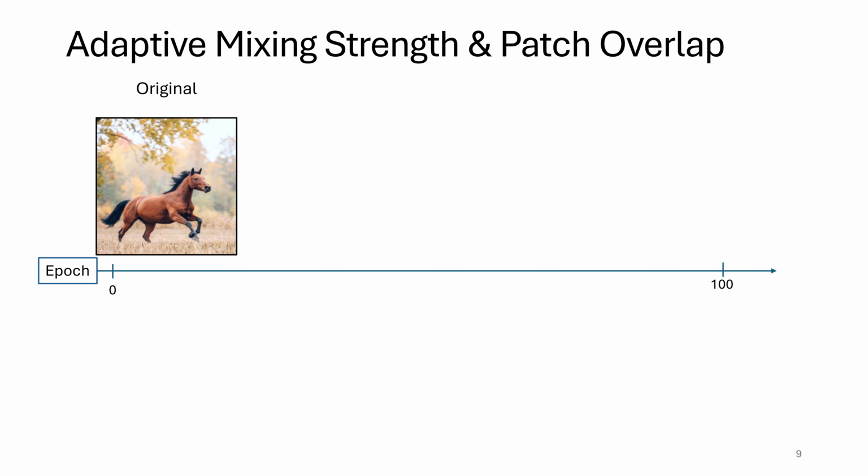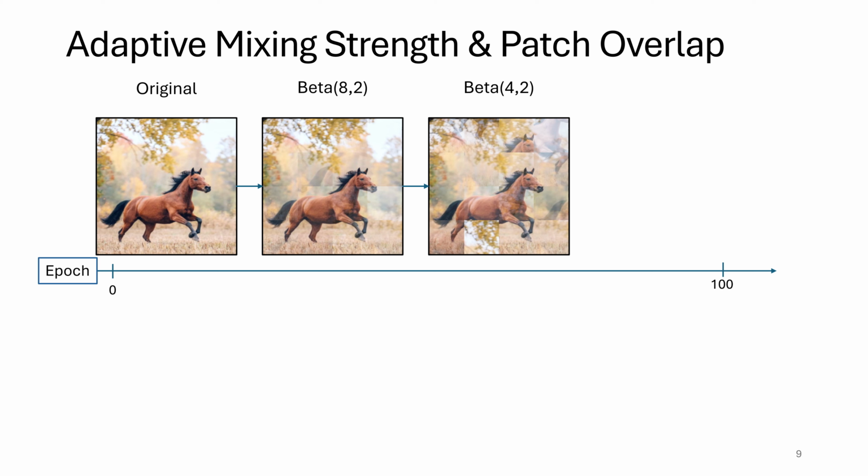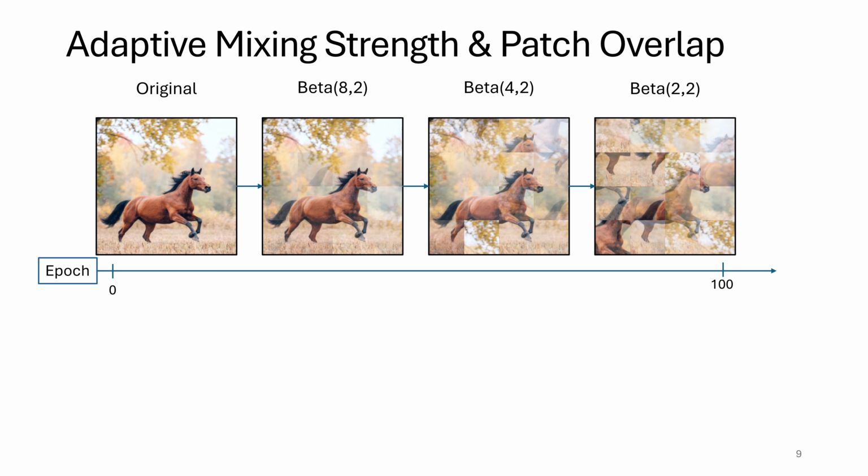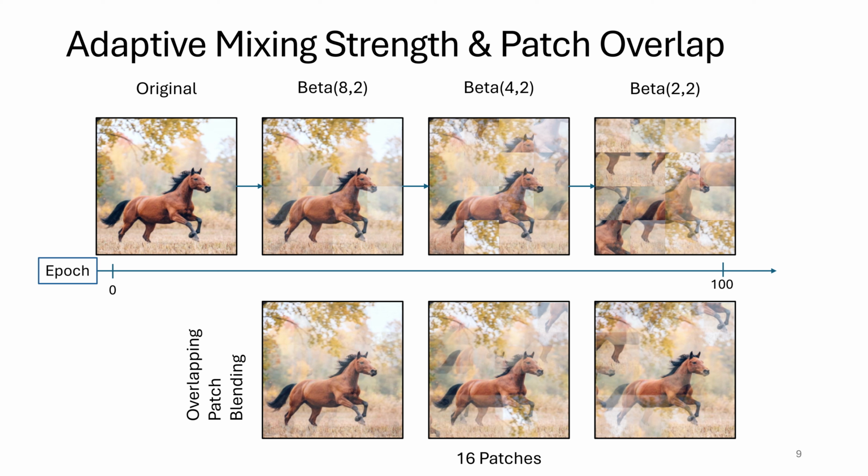Our experiments demonstrate that gradually increasing the mixing strength by decreasing the first value, A, of the beta distribution allows the model to better adapt to the SPM augmentation distribution. And shuffling patches introduces blocking artifacts. To address this, an overlapping patch blending approach is proposed, where the patches are extracted with larger size than intended and blended linearly with the neighboring patches. This effectively reduces blocking artifacts, resulting in a smoother transition as shown here.